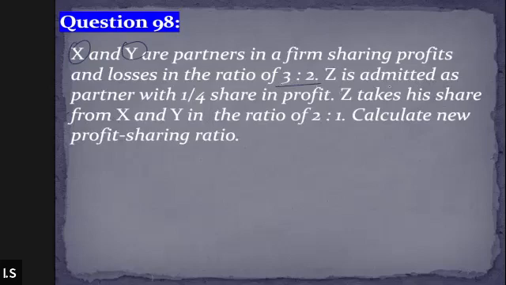Now they agreed to admit Z, Mr. Z, as one of their partners, and he will be taking 1/4 share in the profit. All right, Z takes his share from X and Y in the ratio of 2:1. We need to find out the new profit sharing ratio.